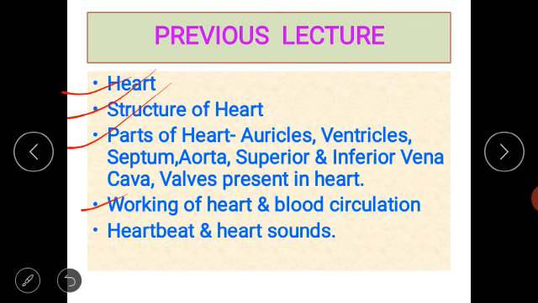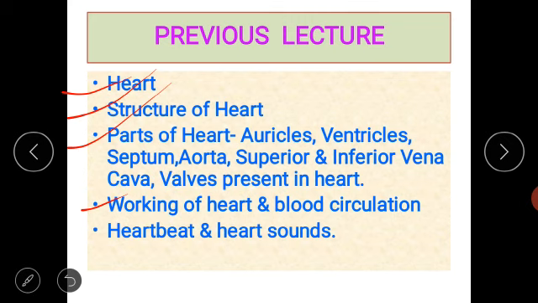Then I told you about the heartbeat and heart sound. So what is heartbeat? The contraction and relaxation of the wall of the auricles and ventricles is called heartbeat. So one heartbeat is the combination of contraction and relaxation of the walls of the heart, or the cardiac muscles of the heart.